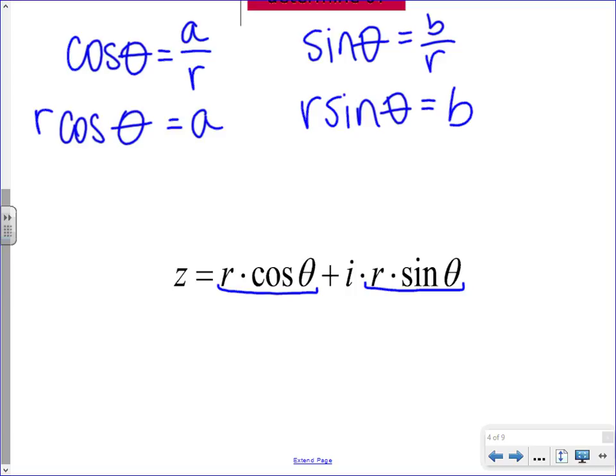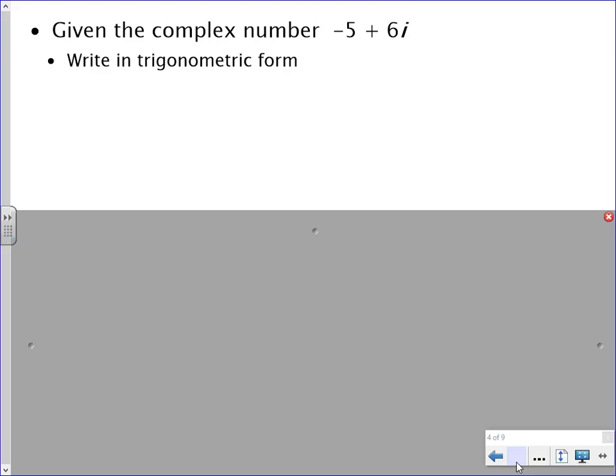So before lunch, we're going to work with a complex number and put it into trig form. That's what we're going to do before we go to lunch. So go ahead and write down this number, negative 5 plus 6i.